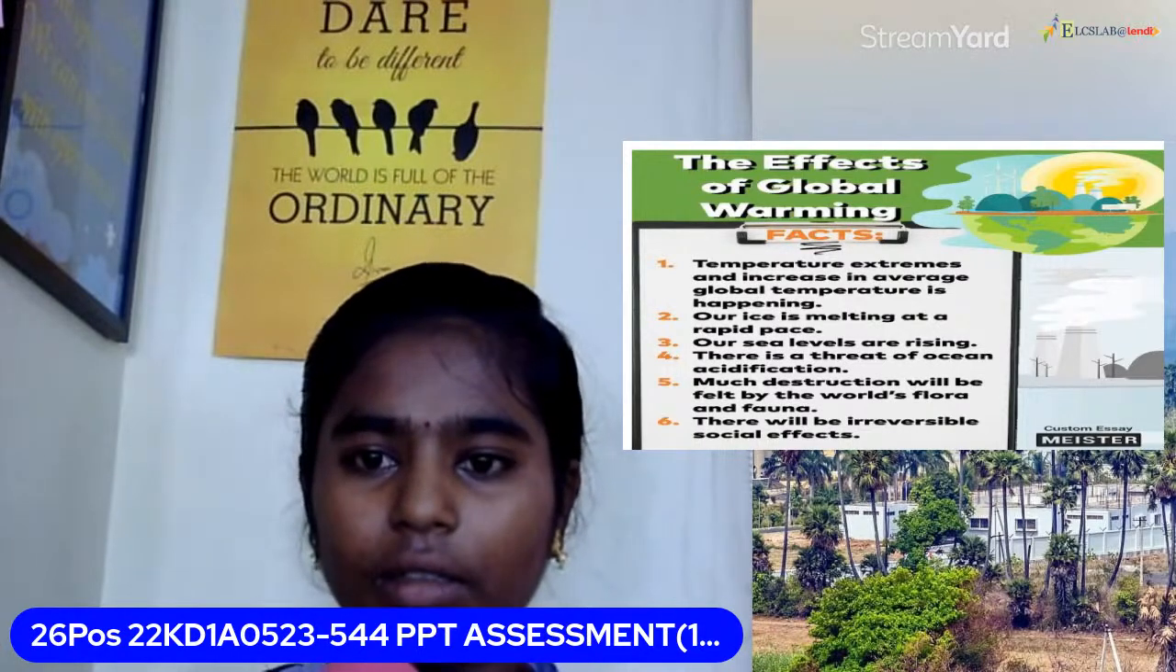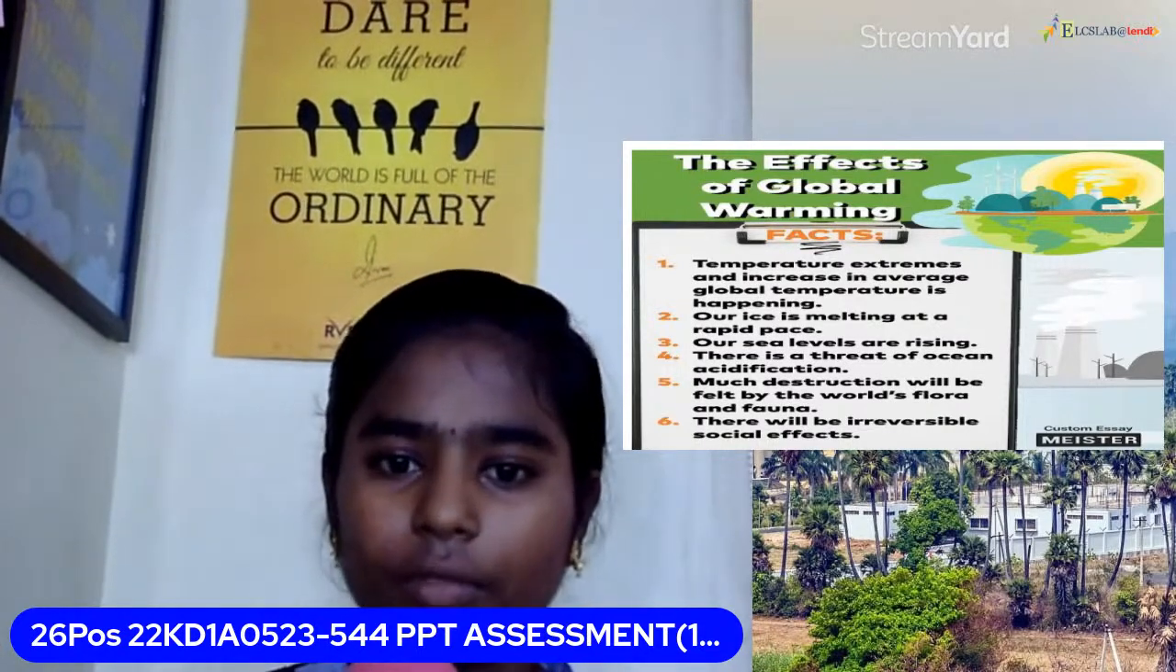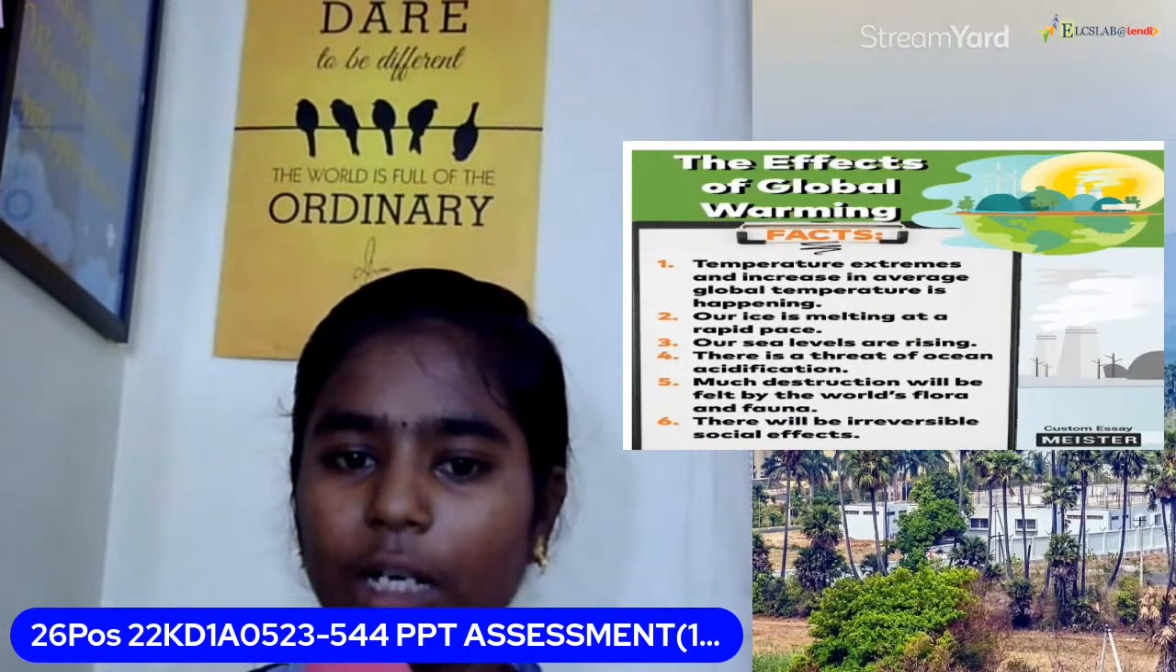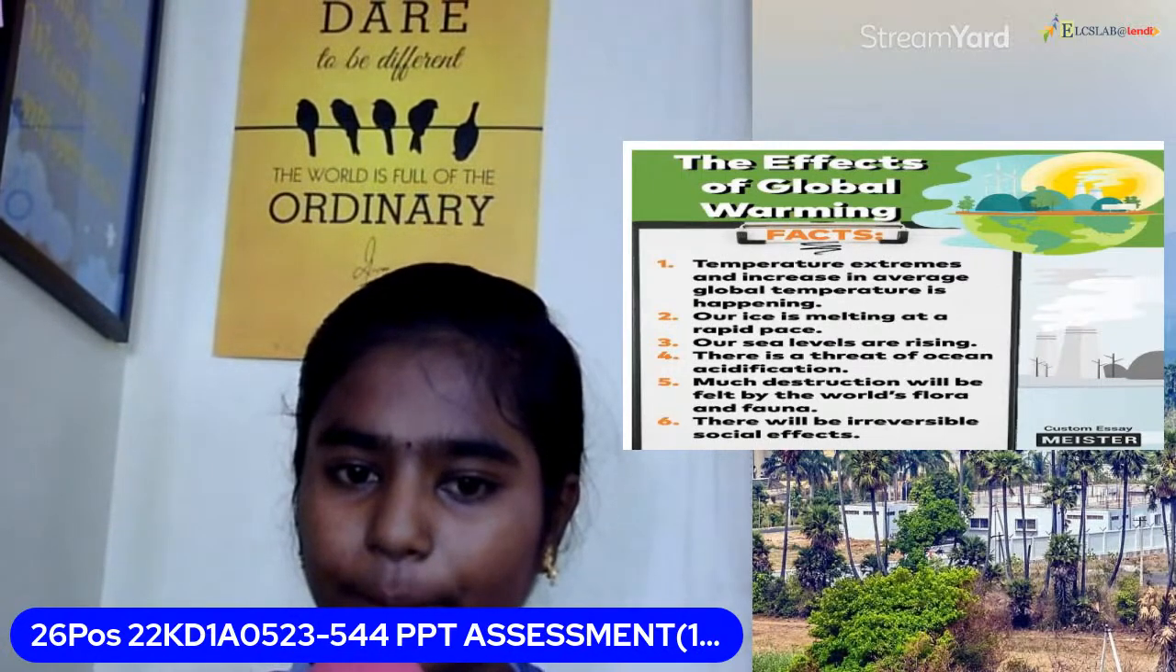reduce global warming. The solution for global warming is that the reduction of global warming cannot be done by one person. It can be done by creating a social awareness among the people.